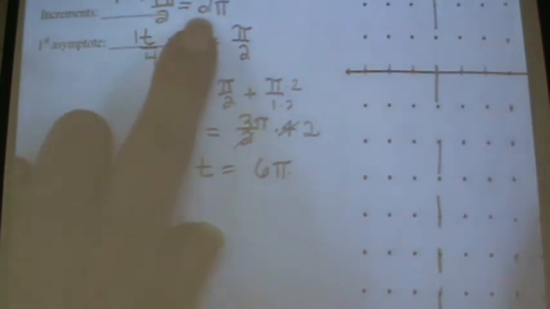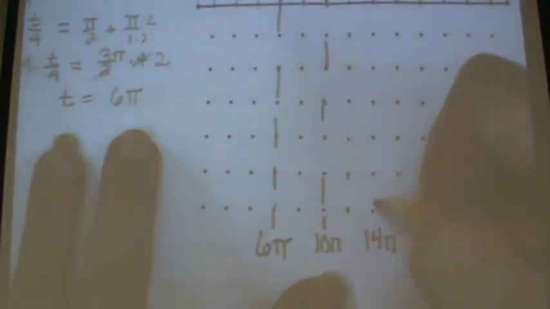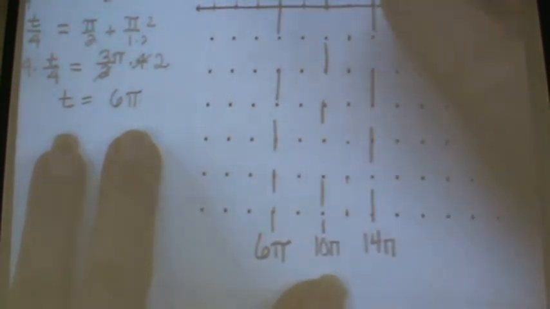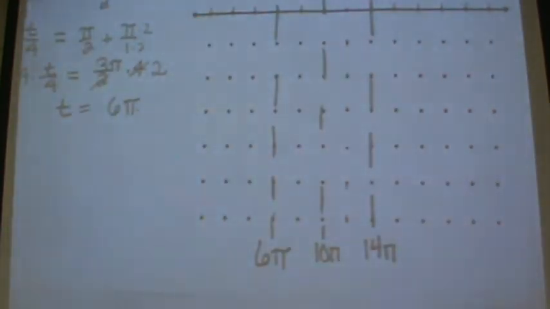And label this what? 6 pi. What are we counting by? 2 pi. So what's your next increment going to be? 8 pi. Then what? 10 pi. What's 10 pi? An asymptote. Then what? 12 pi. Then 14 pi. What's 14 pi? Another asymptote. The directions say graph 2 full periods, so that will be 2 full periods.